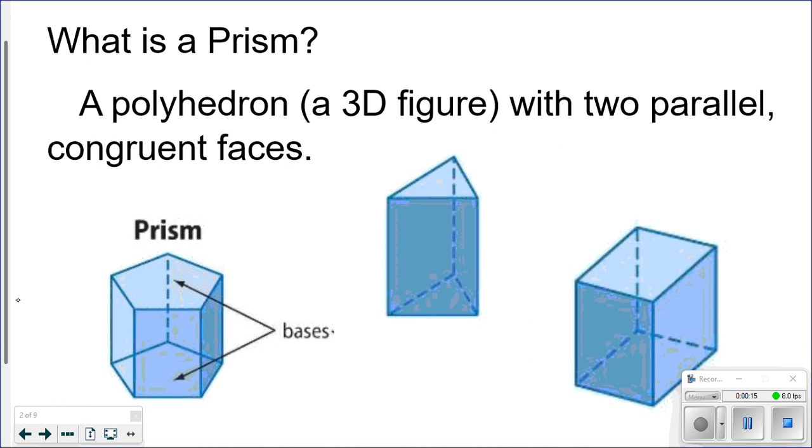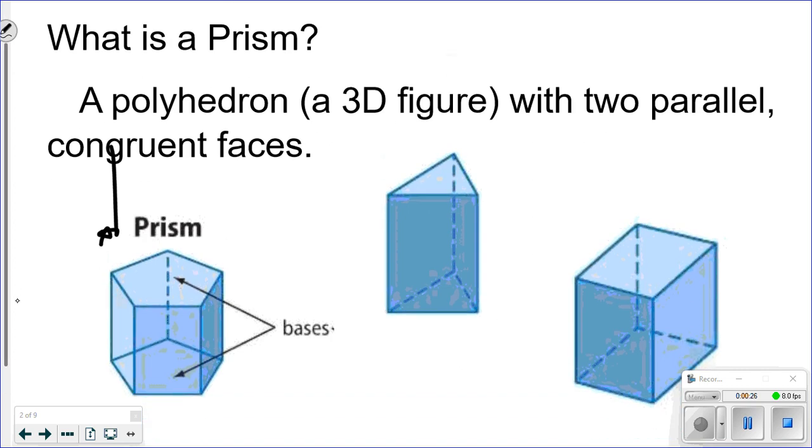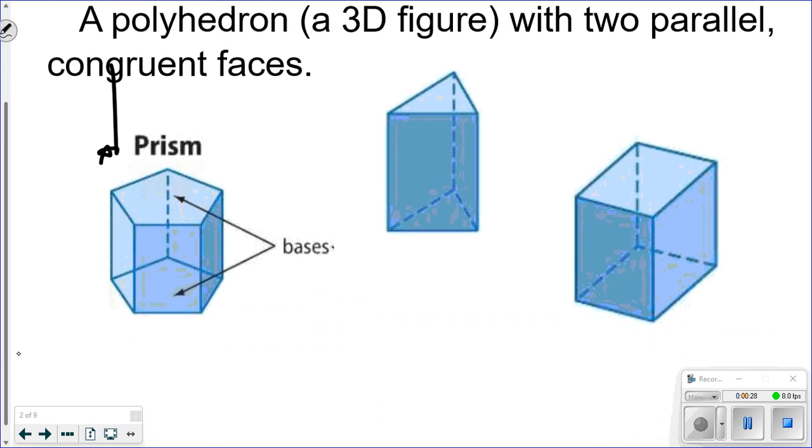A prism is a polyhedron, which is a 3D figure with two parallel congruent faces. Now, I'm going to look down here at this picture that says prism right here. And the bases, if it's a prism, there's always two bases that are opposite of each other that are the same shape. And usually that shape is a polygon.